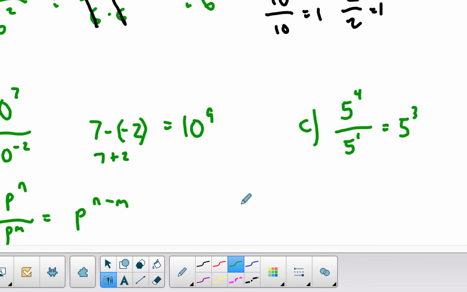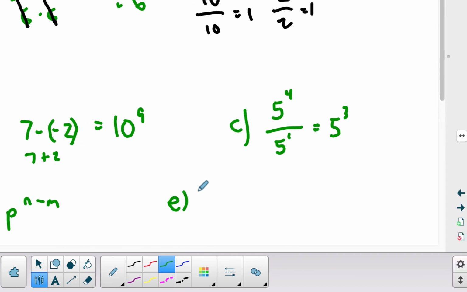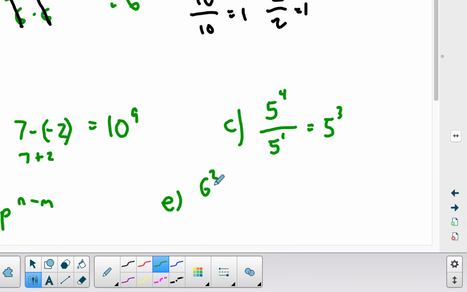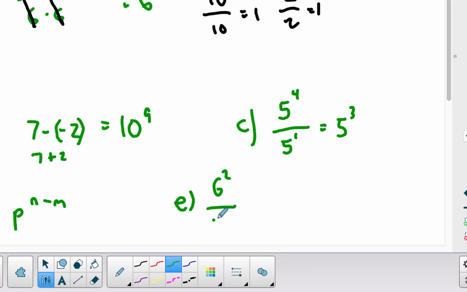And finally, example E. I'm going to go a little bit of a challenge here. 6 squared over 2 squared. Our rule says if the bases are the same. The bases aren't the same here, but the exponents are. I'm going to show you this first of all done out. I know 6 squared means 6 times 6, so 6 times 6 is 36. 2 times 2 is 4. And if you do 36 divided by 4, that's going to equal 9, right? 4 times 9 is 36.